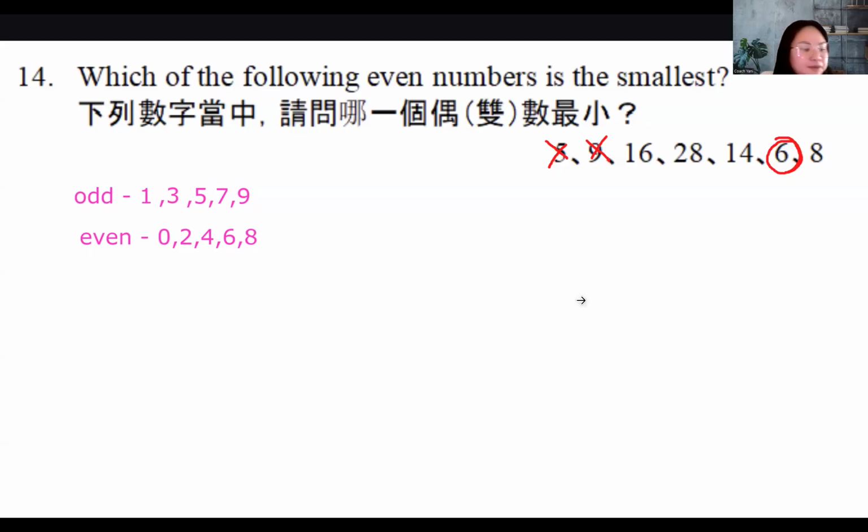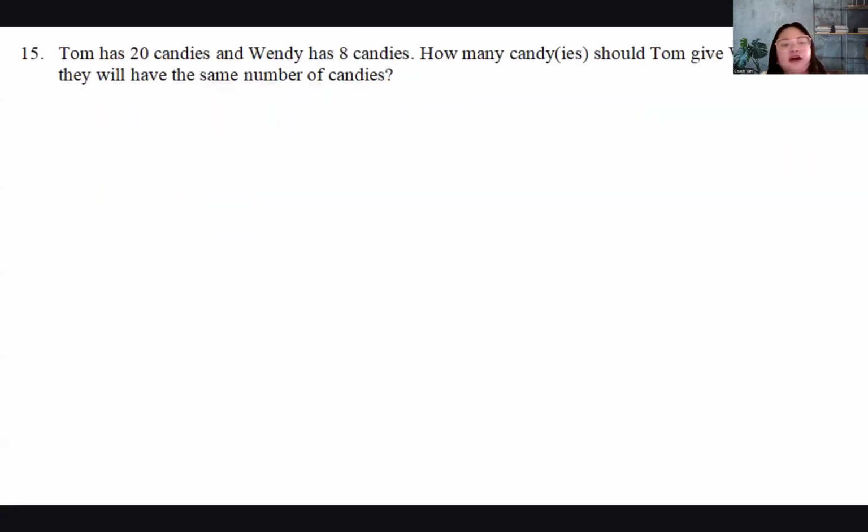Okay, let's do number 15. Tom has 20 candies and Wendy has 8 candies. How many candies should Tom give Wendy so that they will have the same number of candies?